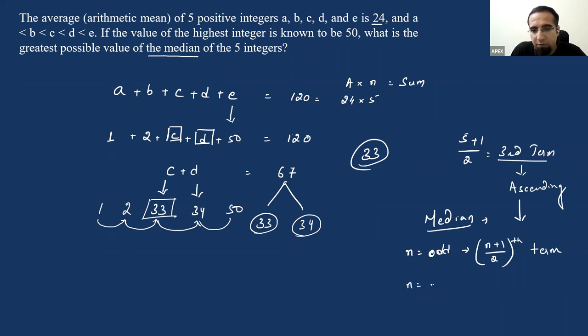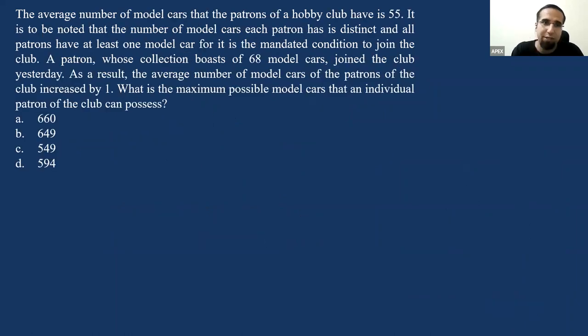Similarly, if the number of terms is even, then the median is going to be the average of the central two values, that is, the N by 2th term plus the (N by 2 plus 1)th term, divided by 2. This will again give you the middle value of the series. Clear, guys? So this is the first question, an easily doable question. We are introduced to the term called median. So you should have got the answer to this question, right? So let's move to the next one.